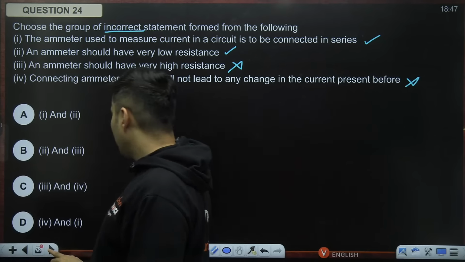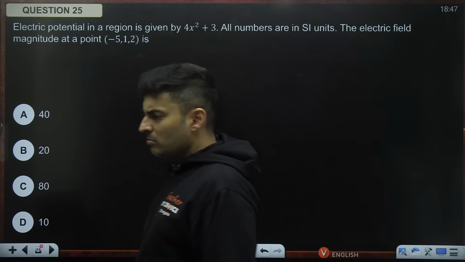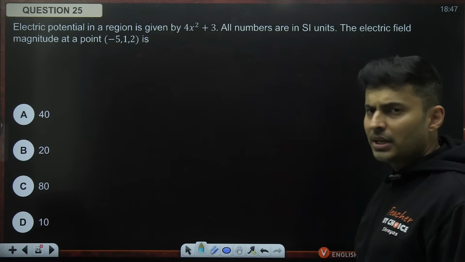Like I said, Namrata ma'am is not well. So as soon as she is fine, then she will take the class.